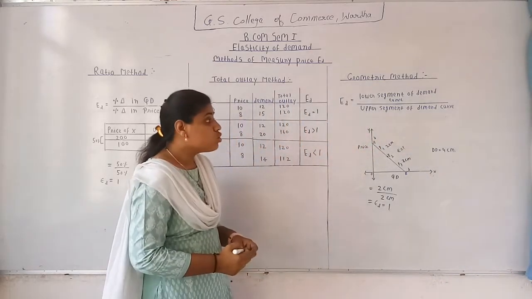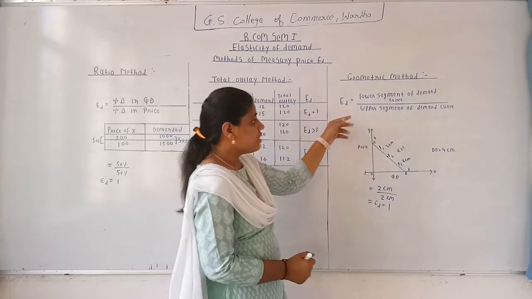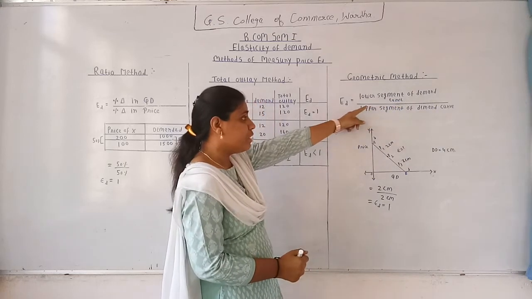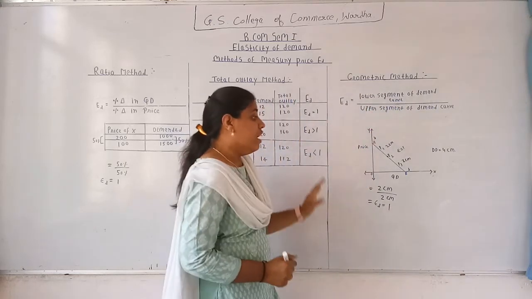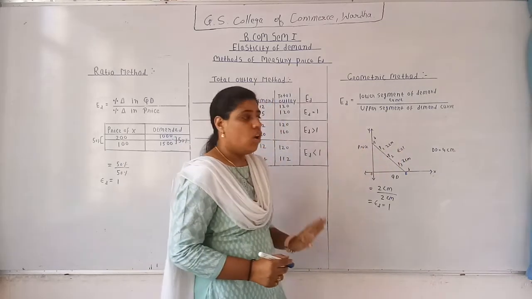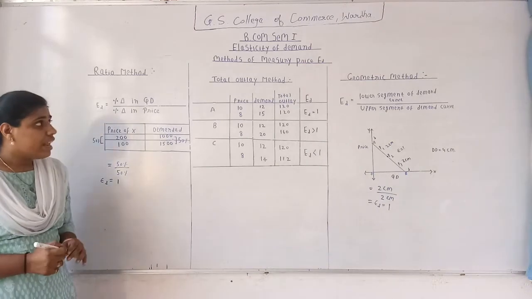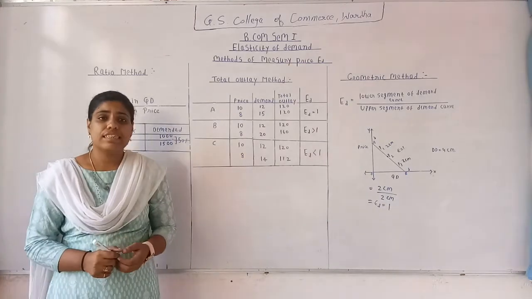So by making use of the geometric method and this formula, that is, lower segment of demand curve divided by upper segment of demand curve, we can calculate elasticity of demand at any point on the demand curve. So these are the various methods for calculating the price elasticity of demand.